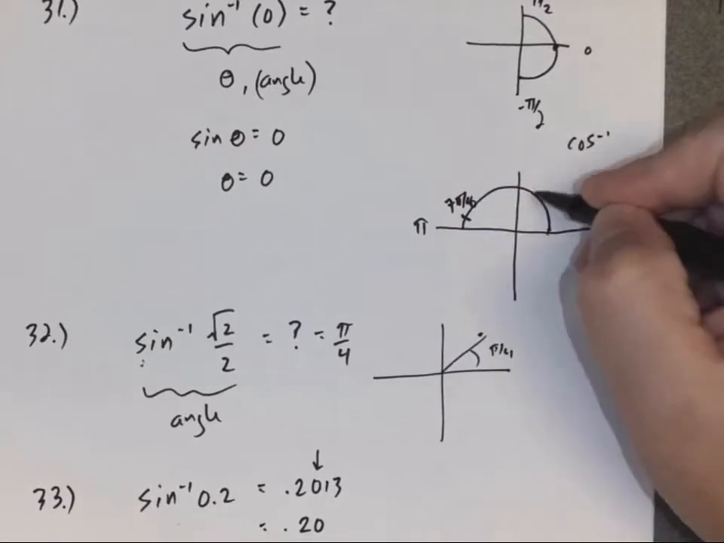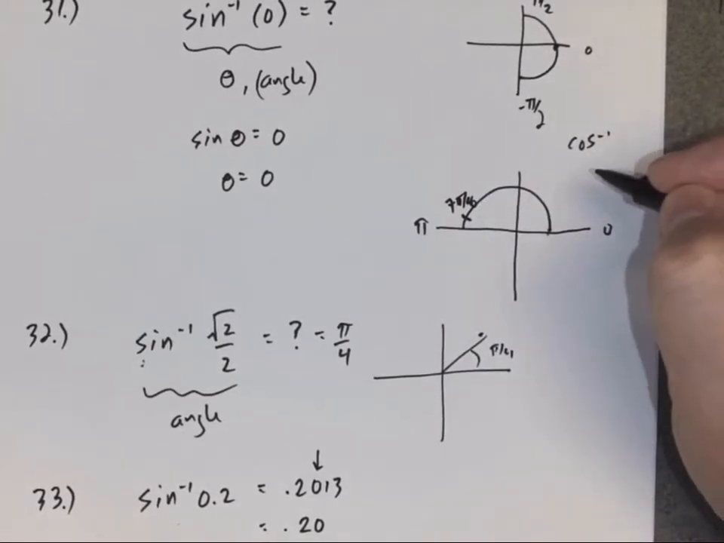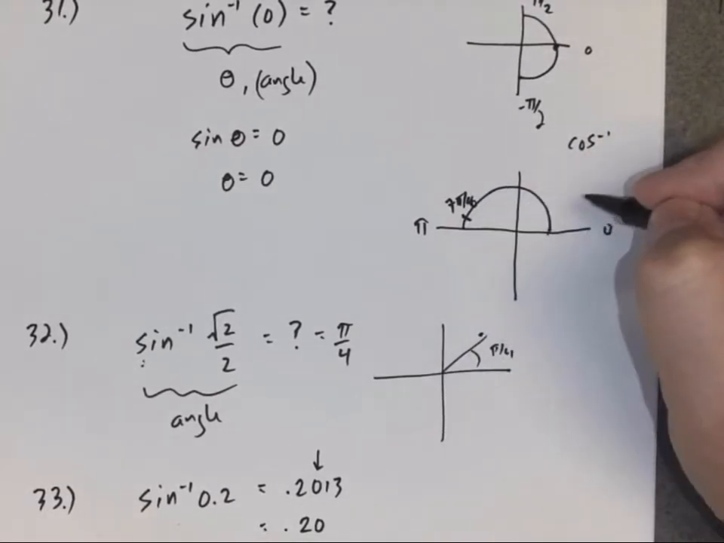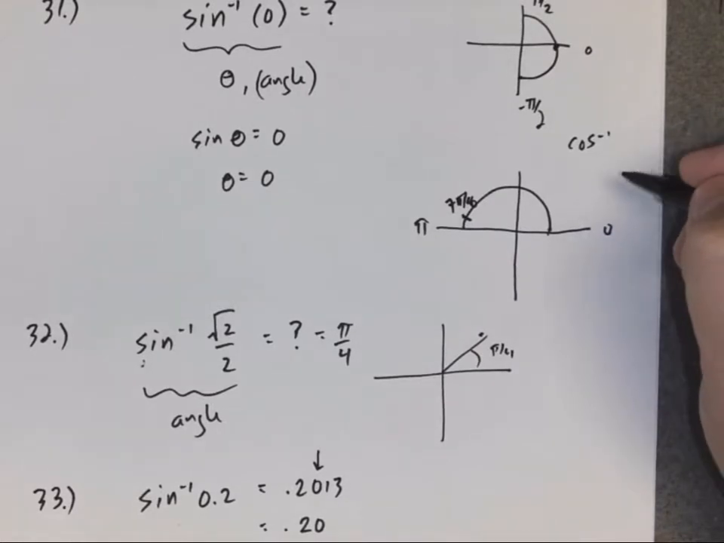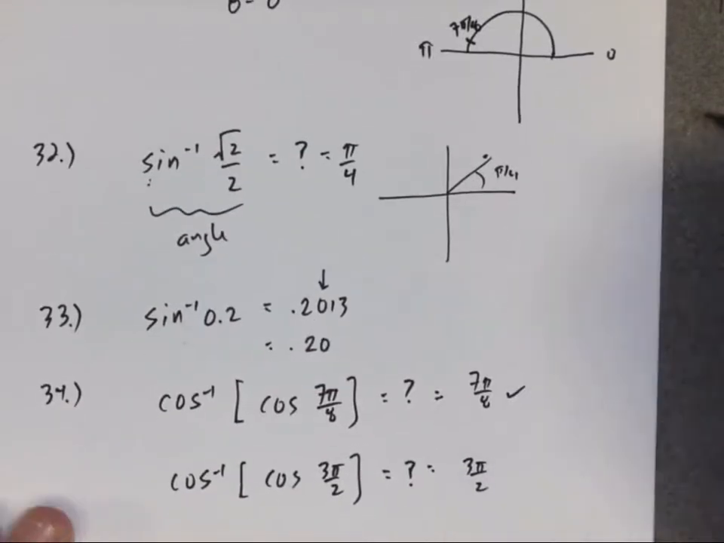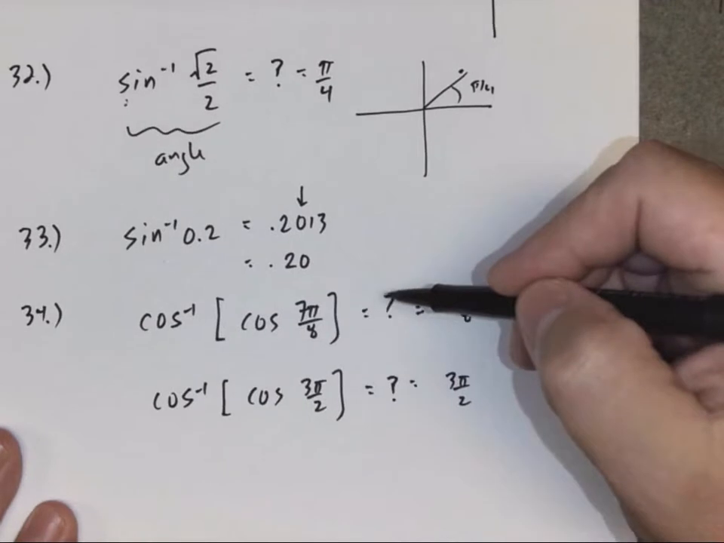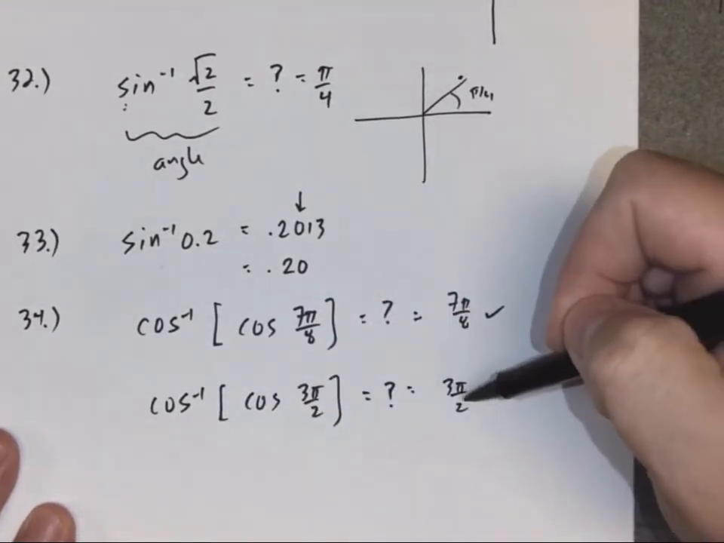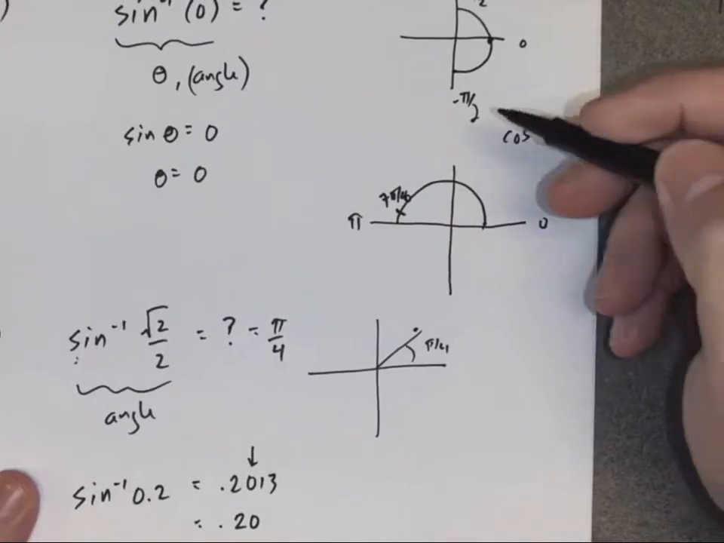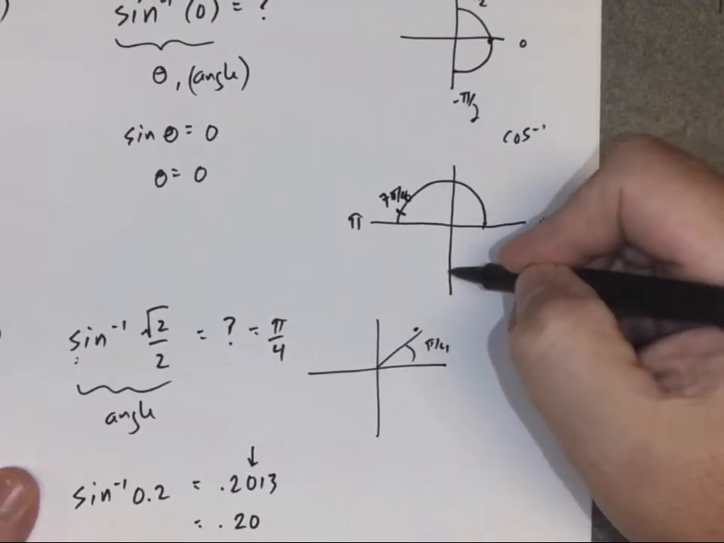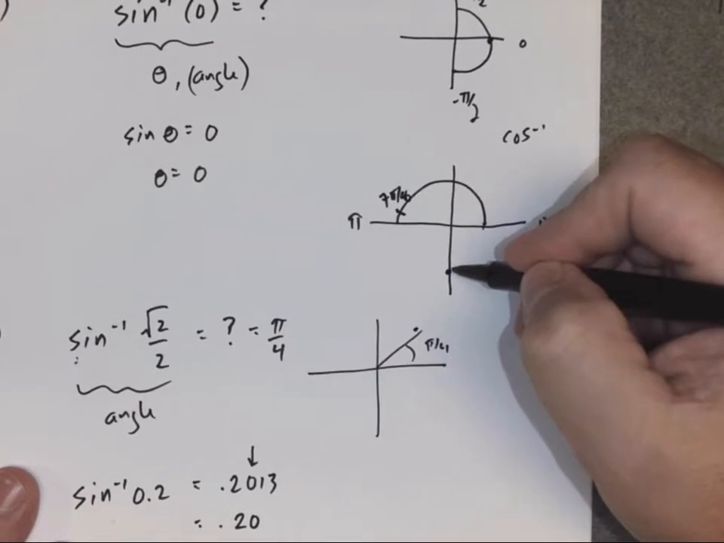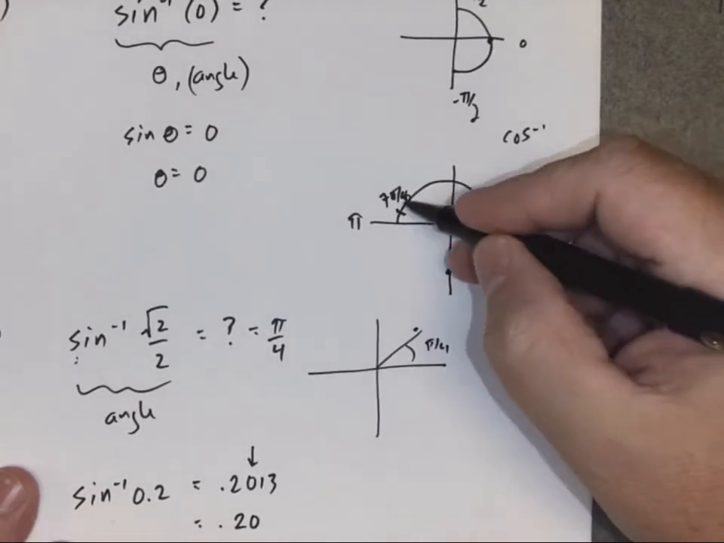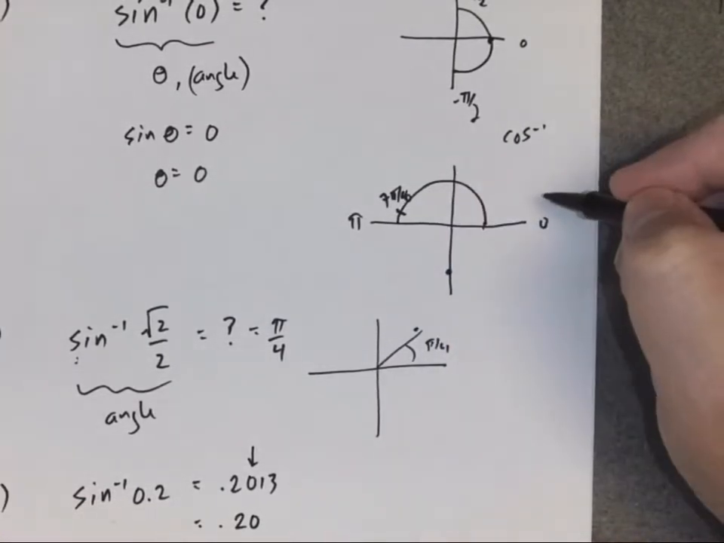And that is in the allowed and acceptable range for inverse cosine. So that makes sense. How about this one? When I take an inverse cosine, I get my answer to be 3 pi over 2. Where's 3 pi over 2? 3 pi over 2 is down here. In other words, my answer is not in the allowed acceptable range.